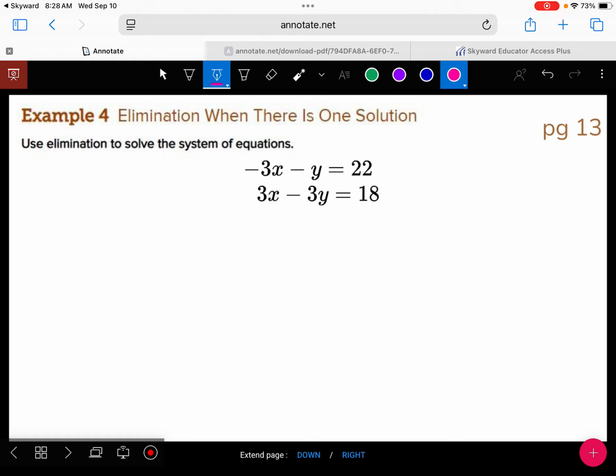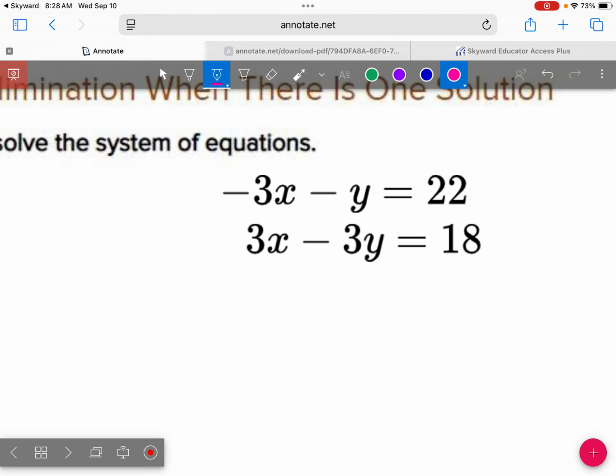This one's very much the same way. Here we have minus 3x minus y equals 22, and our positive 3x minus 3y equals 18. So this time I've got a minus 3x and a plus 3x. They have the same number, opposite sign. It doesn't matter whether we do this with x's or with y's. We can use either letter that we want. But since they're already matchy-matchy on my x's, I'm going to go with that.